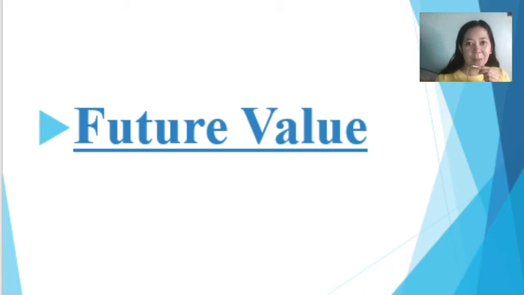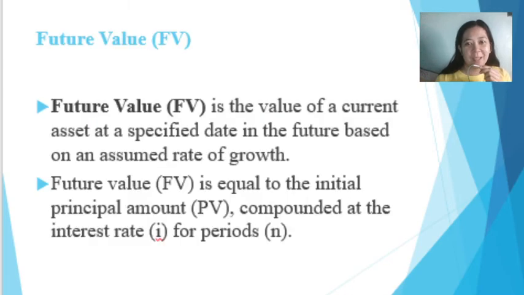So the next part of our module is about future value. When we say future value, or FV, this is the value of a current asset at a specified date in the future based on an assumed rate of growth. In other words, future value simply means the value of the money after a period of time.